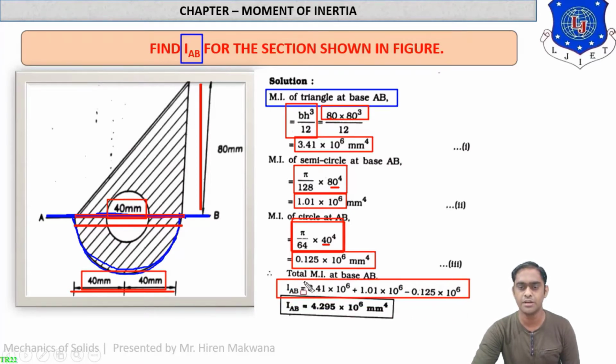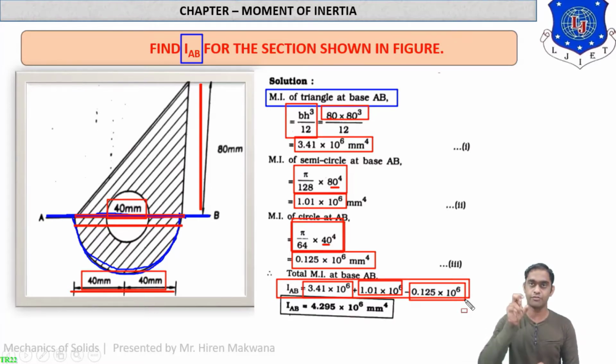Now this means what? Part 1 plus part 2 minus part 3. Remember the circle, see in the figure, the circle is cut out from the section. The section is composed of triangle, then semicircle at the bottom, and from this combination, circle will be cut out from the section. So circle will be negative. So by replacing all the values, you will get the answer of IAB 4.295 into 10 raised to 6 mm raised to 4.